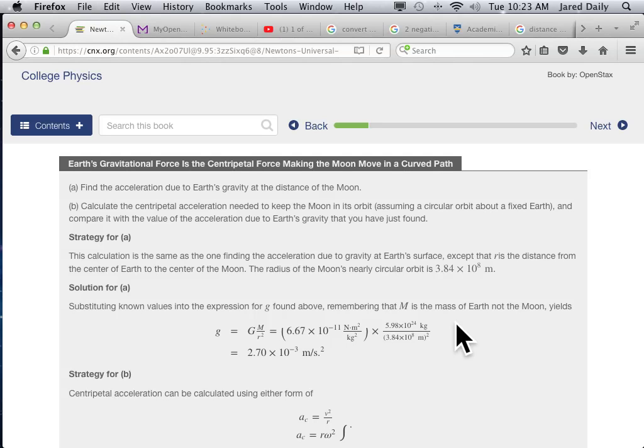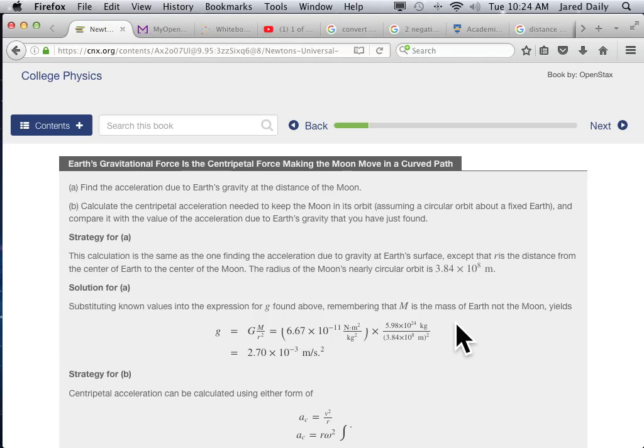Millimeters per second squared. And that really tells you how much the moon is moving towards the Earth every second. The moon moves towards the Earth 2.7 millimeters every second. But it also moves away from the Earth about that much at the same time, because it's trying to get away all the time. So the Earth has to pull it back 2.7 millimeters every second to keep it in orbit.